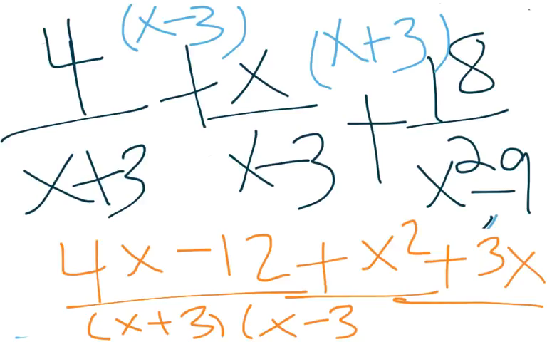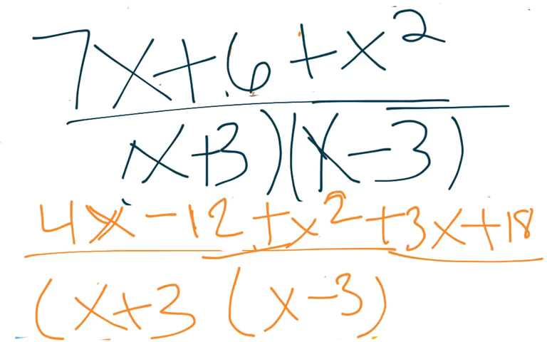And so now that you multiply it, it would give you 4x minus 12 plus x squared plus 3x over x plus 3 and x minus 3. Now you would add 4x plus 3x since they're like terms, which would give you 7x. And then you would subtract 12 minus 18, since they're like terms again, which would give you negative 6. And then you would carry over the x squared, so that would give you a new problem of x squared plus 7x minus 6 as your numerator. And then you would keep the same denominator of x plus 3 and x minus 3.